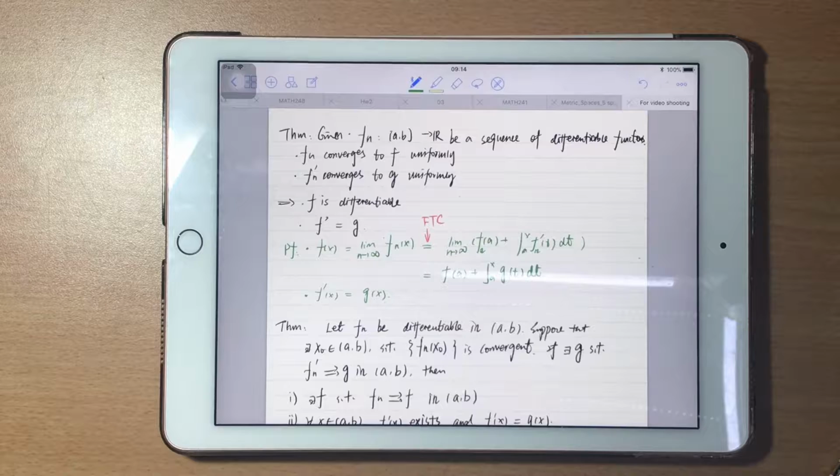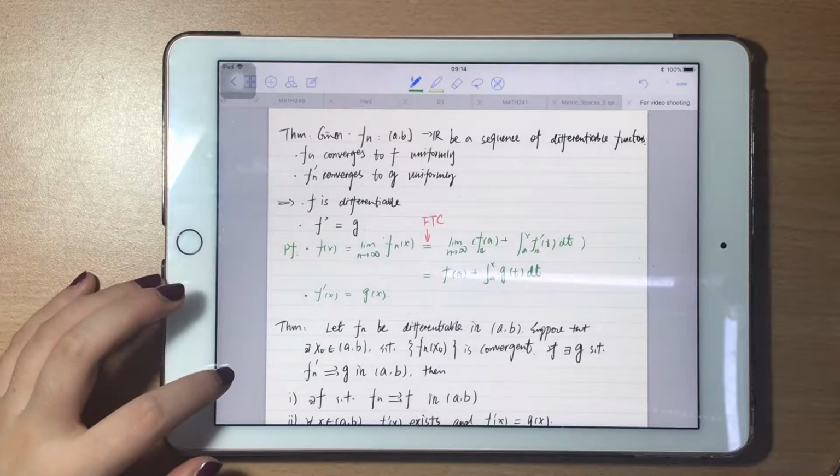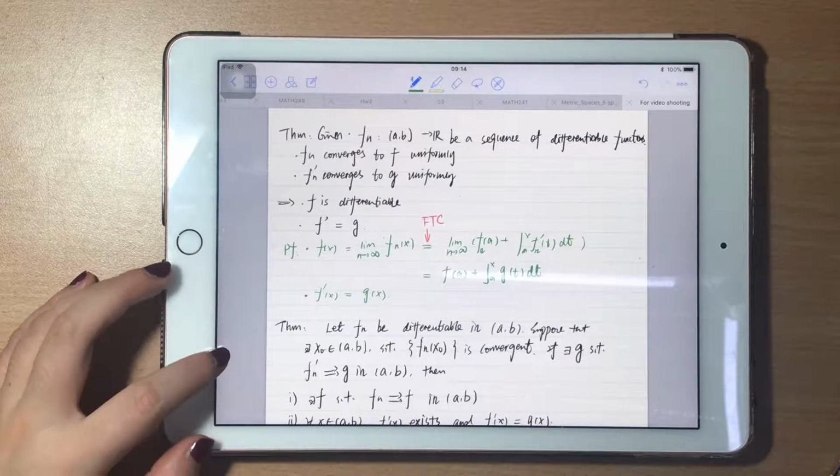You will need another condition, which says that fn prime converges to another function g uniformly. So here we actually have two sequences of uniform convergence, right? The first is the sequence of the functions fn itself, and another one is the sequence of the functions fn prime. Okay, so we will get that f is differentiable and f prime is equal to g.